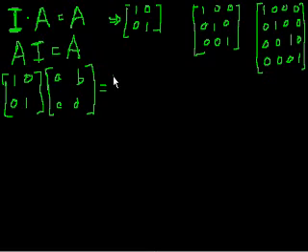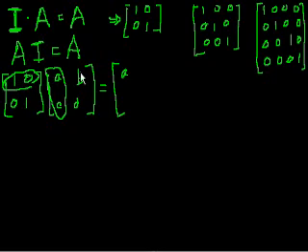So what does that equal? We're going to multiply this row times this column. 1 times A plus 0 times C is A. And that row times this column. 1 times B plus 0 times D, that's B. Then this row times this column. 0 times A plus 1 times C is C. And then finally this row times this column. 0 times B plus 1 times D. Well, that's just D. And there you have it.